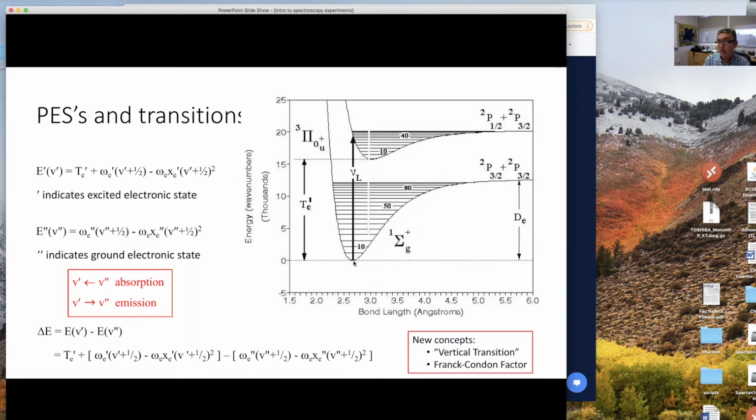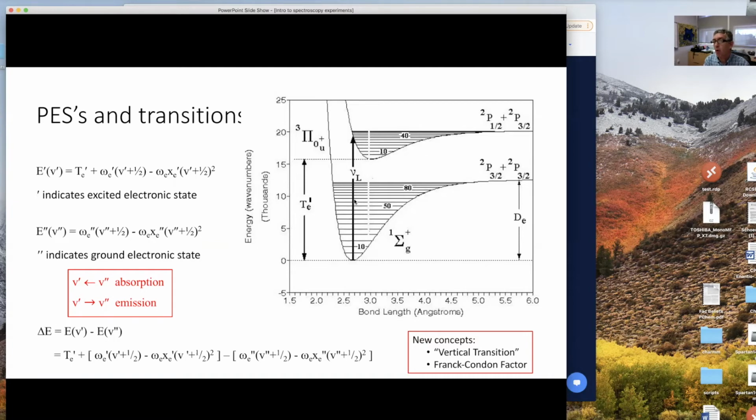So the vertical transition is this idea that when the molecule absorbs a photon, the electrons change their organization around the nuclei. We say the electronic state changes, and that is essentially instantaneous because electrons move so much more quickly than the nuclei. So the internuclear distance r does not change during this electronic transition, and that's why the arrow is drawn vertically. We call it a vertical transition.